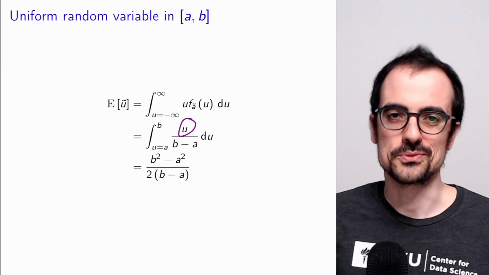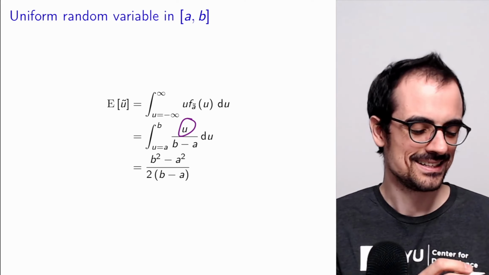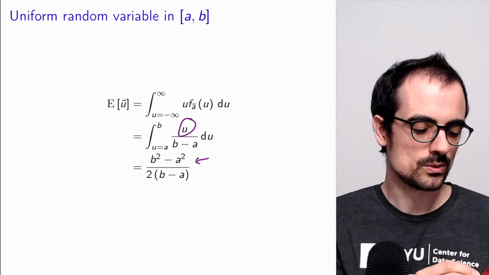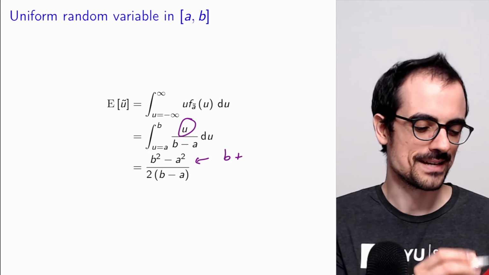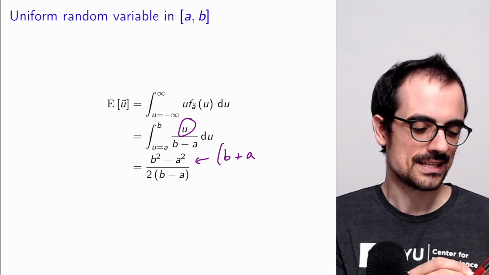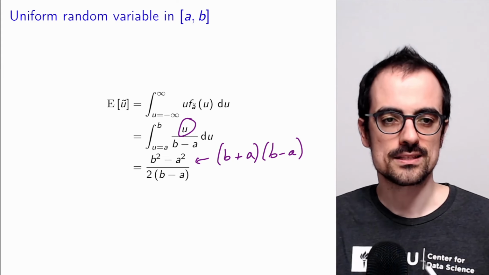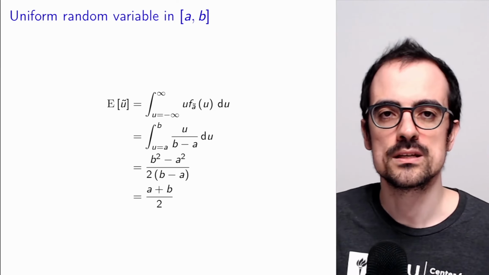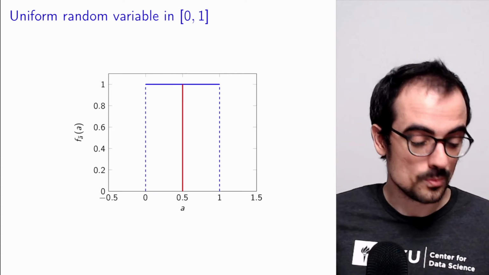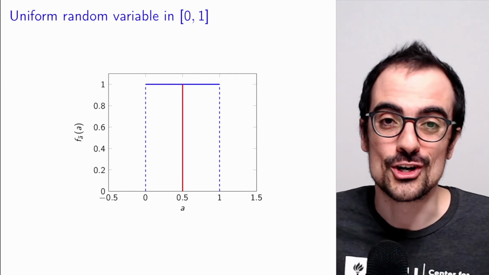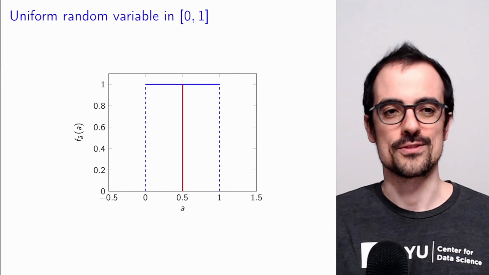You should actually just, again, pause the video and do this yourself. I should have said this at the beginning. Remember that b squared minus a squared is equal to b plus a, sorry for my handwriting, times b minus a. So the b minus a is cancelled out and we get a plus b divided by 2. This makes a lot of sense because this happens to be the midpoint of the density, the uniform density of the random variable.